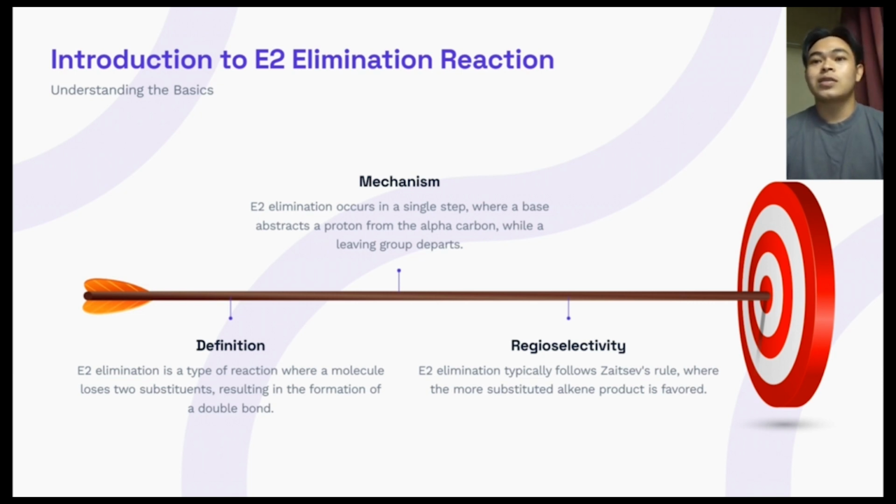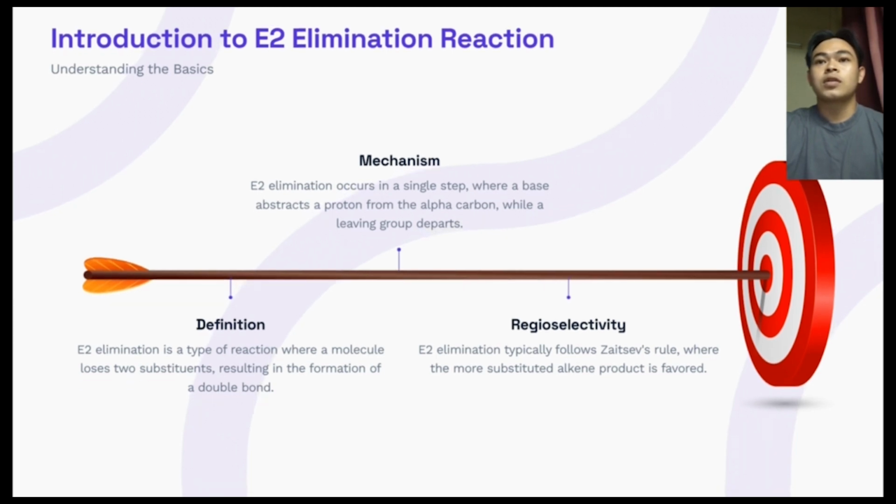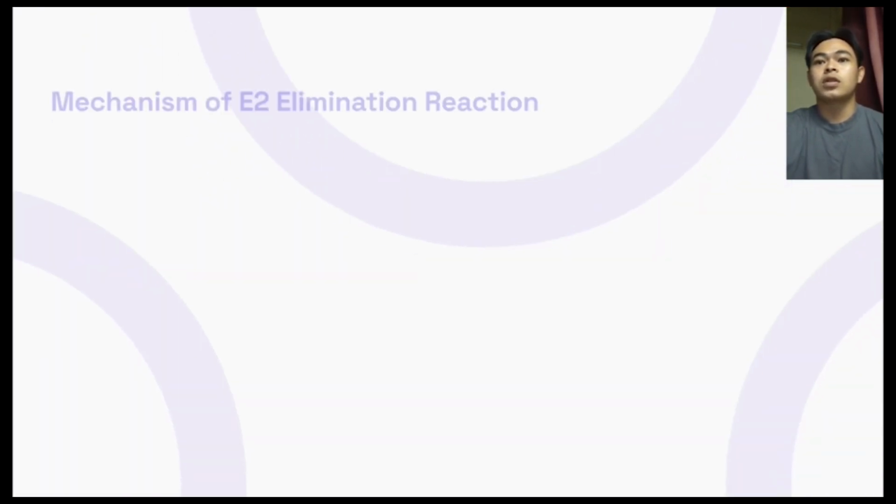So next, the mechanism. The E2 elimination occurs in a single step where a base extracts a proton from the beta carbon while a leaving group departs. And lastly, the aspect of regioselectivity. E2 elimination typically follows Zaitsev's rule, where the more substituted alkene product is favored. So next, we will move on to the mechanism of E2 elimination reaction.